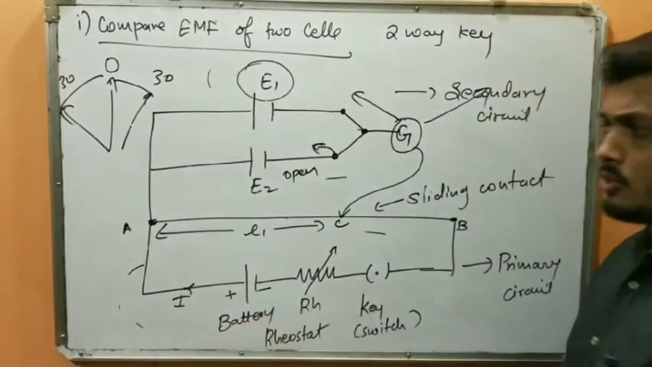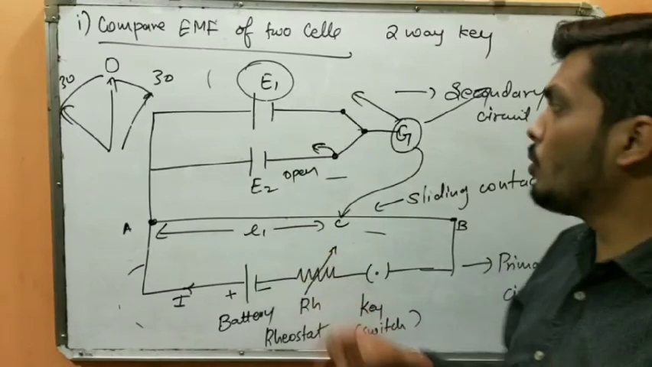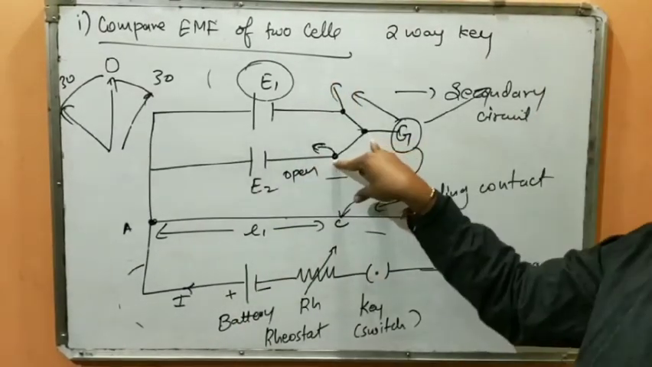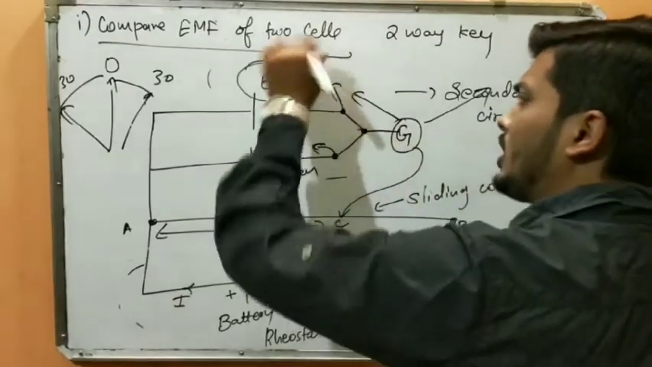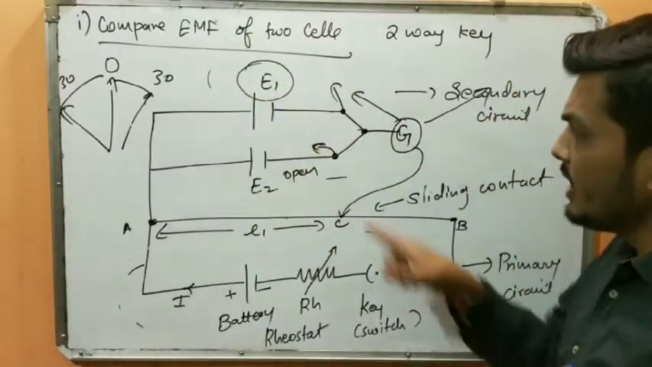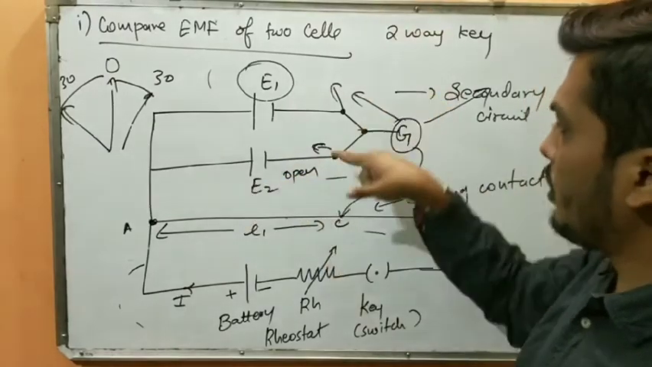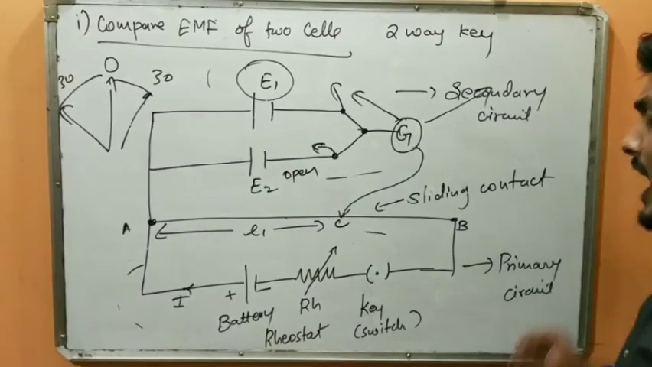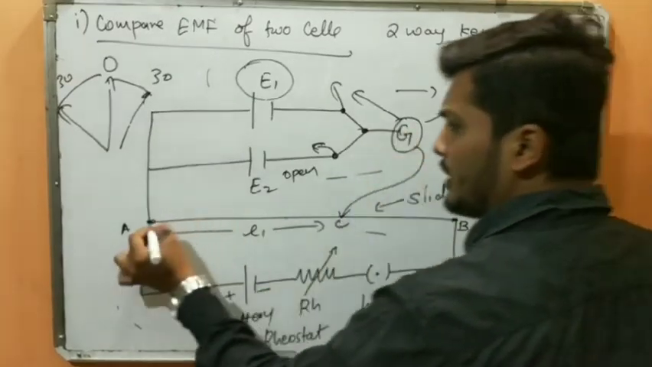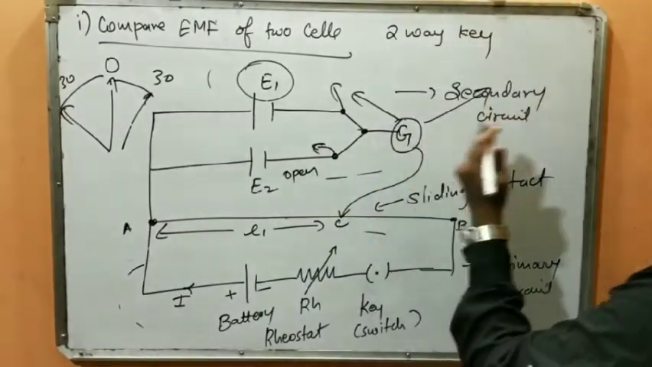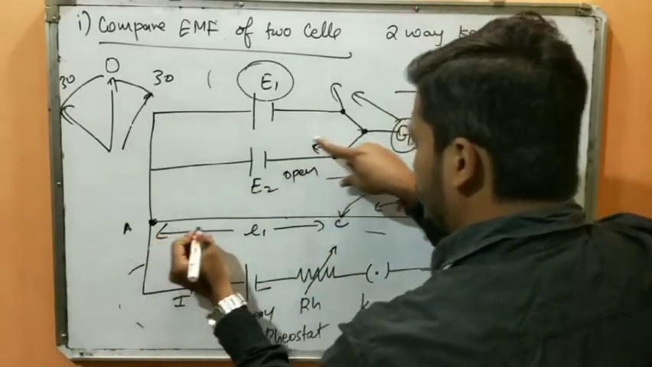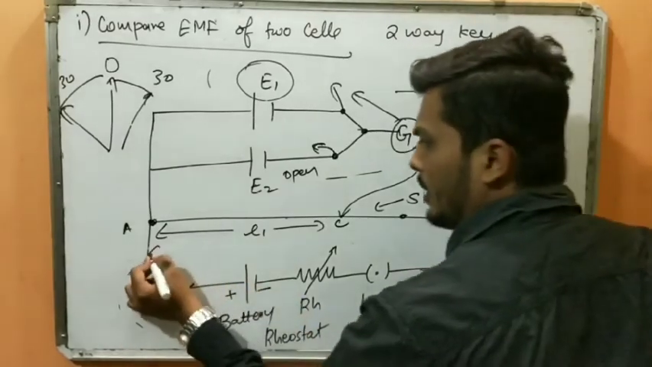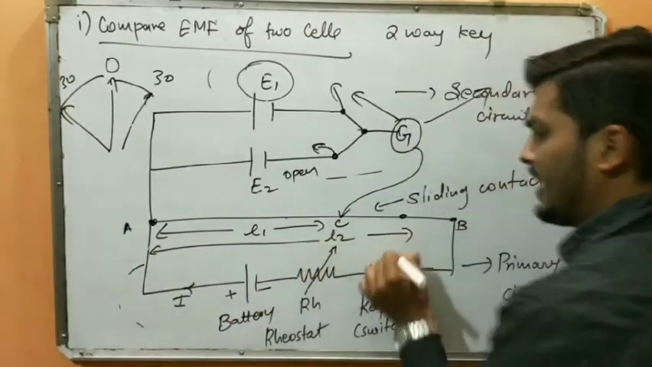Now, second case: when I want to find the balancing length of E2, I'll simply open this circuit and close this both. What I am doing here is not allowing the current to flow through this circuit, and whatever key I had taken from this side, now I am plugging it here so that current will flow through this circuit. Again the same thing: I'll place it here, deflection here; I'll place it here, deflection here. So again I'll slowly move and I may get a point somewhere here, and now I'll measure this length and give it the name L2.